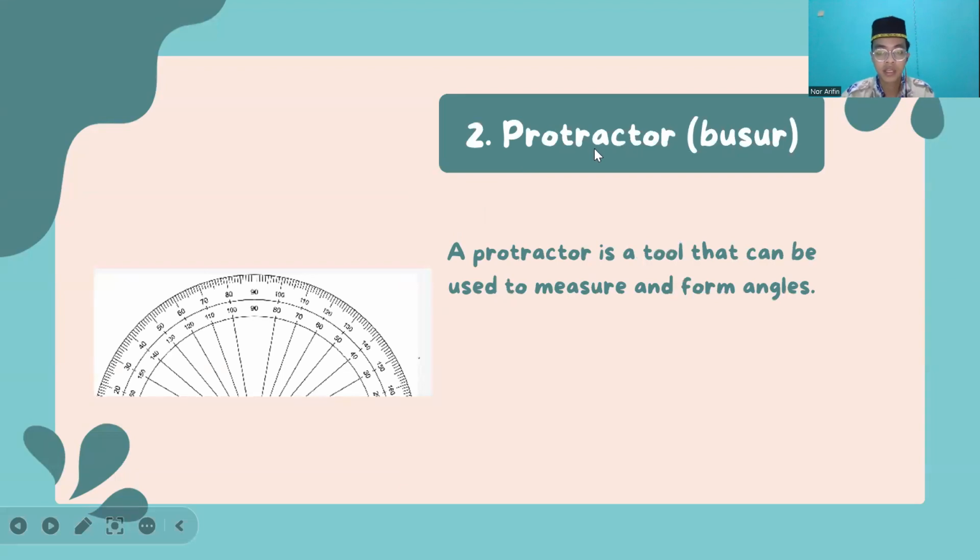Next, protractor, or in Bahasa we call busur. A protractor is a tool that can be used to measure and form angles.